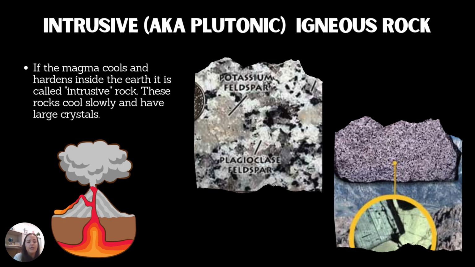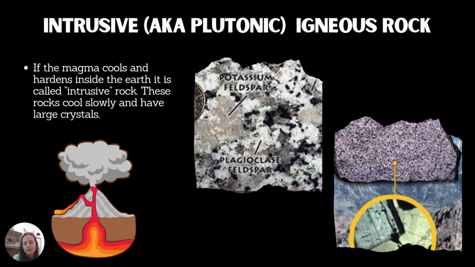All right, so let's start with intrusive or plutonic igneous rocks. This is when magma cools or hardens inside the earth, which is why we call it intrusive igneous rocks, or sometimes they're referred to as plutonic igneous rocks because they form in a pluton. So we can see all of the crystals with the naked eye. There are some pointed out there for you, a couple of different feldspars. There's also quartz and biotite in this sample.